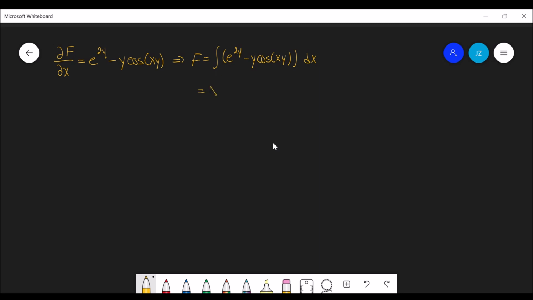This equals x times e to the 2y minus, so I have to take a look at here, this is going to be a u sub. So the derivative of x times y is y with respect to x. So we have a y here. So this is essentially now the integral of negative cosine u du, which is negative sine of u. So this is minus sine of x times y plus a function of y.